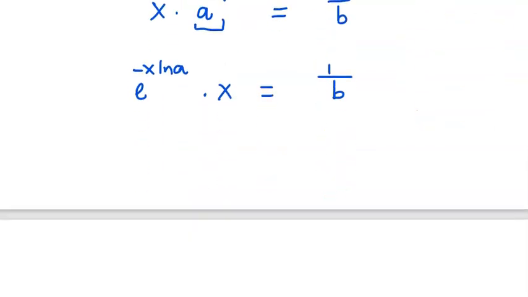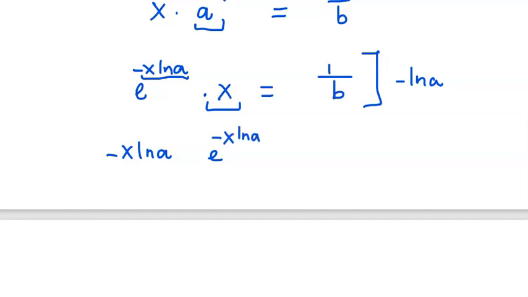Next, our goal is to make sure that this power of e is equal with the coefficient or any expression by the side of e. So the only slight difference between these two is the negative sign and the natural log of a. So this will tell you that we need to multiply both sides by negative natural log of a. And by so doing, we have negative x times the natural log of a multiplied by e raised to the power of negative x times the natural log of a. So this will give us negative natural log of a divided by b.